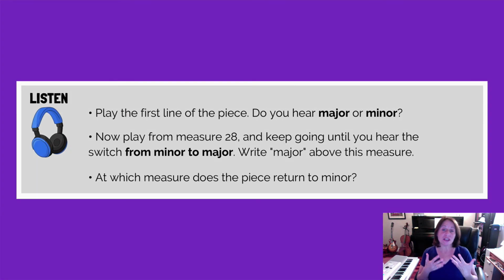And now the last section here on the student exploration page is a listening activity. And so it says play the first line of the piece. Do you hear major or minor? We've established we hear minor. It's in a minor key. Now it asks the student to play from measure 28 and keep going until you hear the switch from major to minor, and then the student is asked to write major above that measure, and then finally locate where the piece returns to minor.